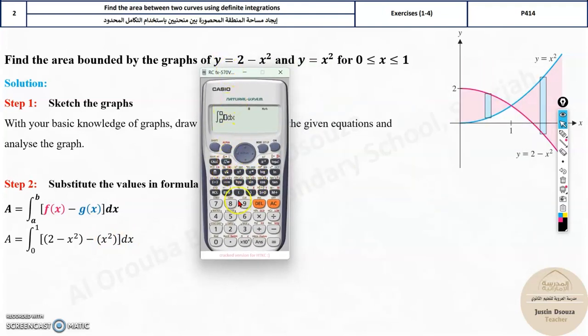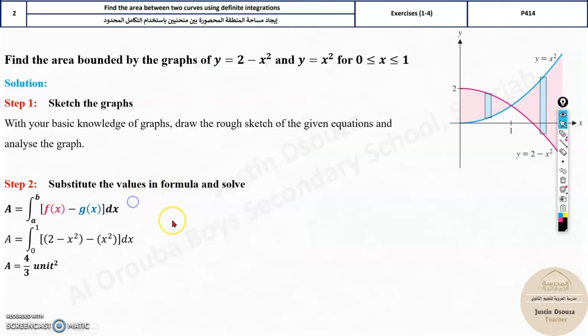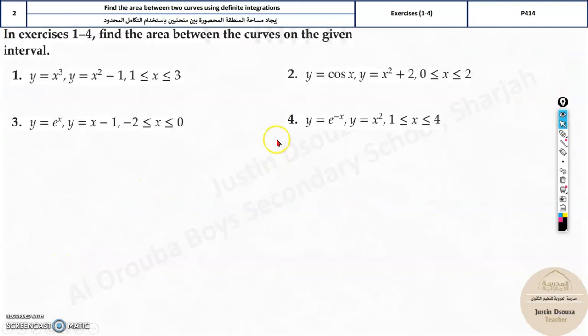That is integral. Open the brackets, 2 minus x squared, minus x squared. And the limits are from 0 to 1. And the answer is 4 by 3, or 1.33 units square. That's over here, 4 by 3 units square. Unit square because the area is in square. So this is how you solve it.